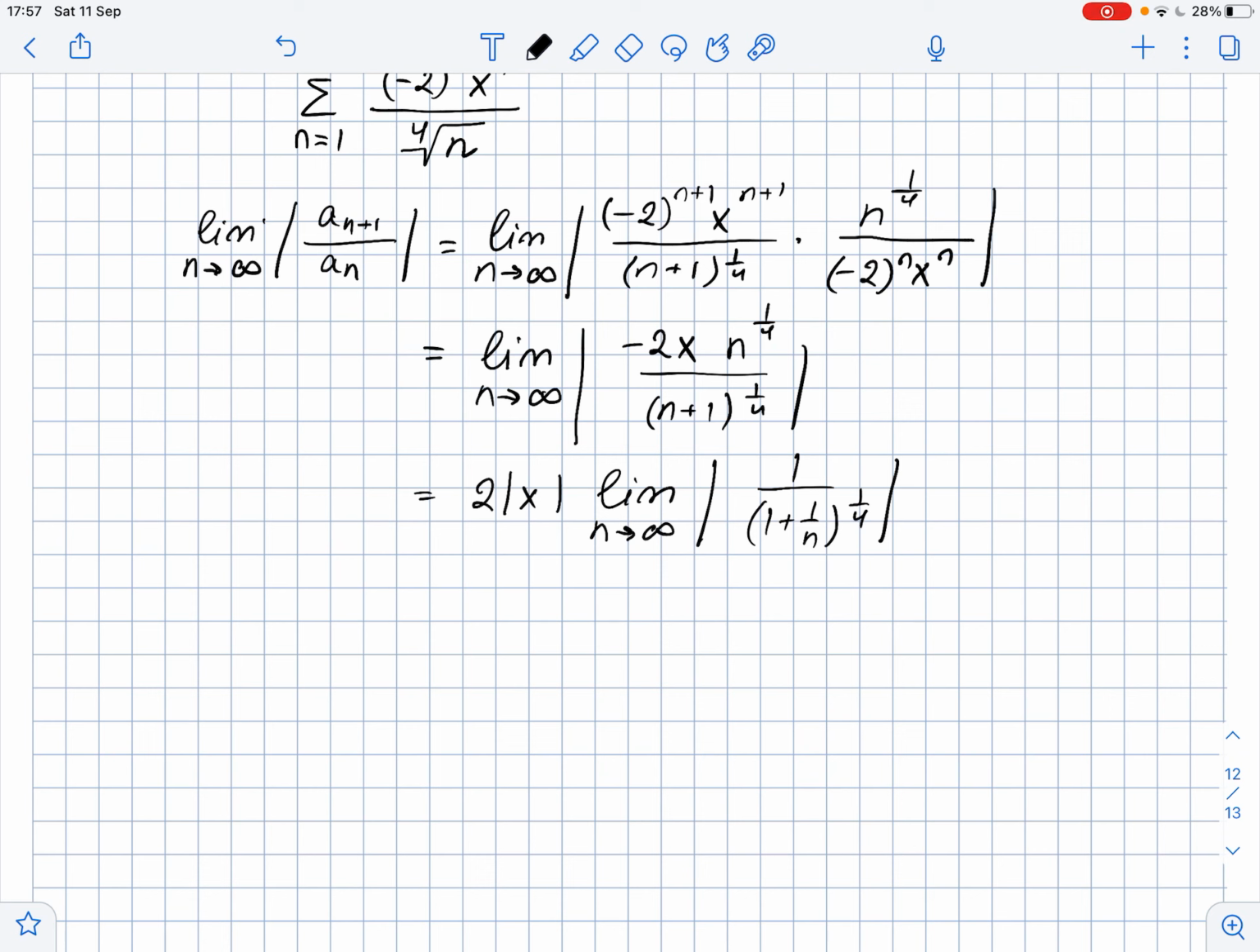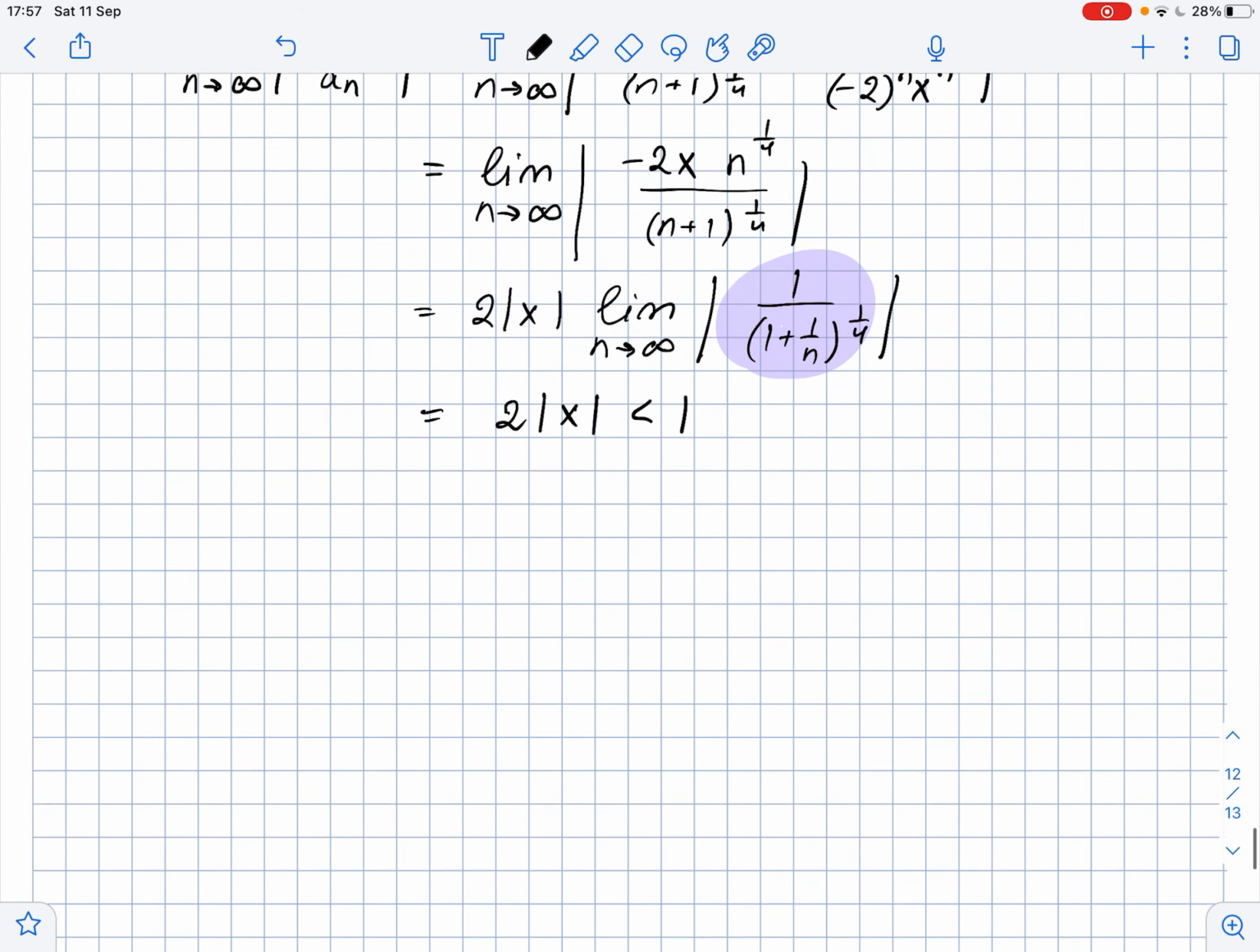Since n approaches infinity, then 1 over n approaches 0, then this limit approaches 1. So we get that this whole thing equals 2 times the absolute value of x. And in order for our series to be convergent, this has to be less than 1.